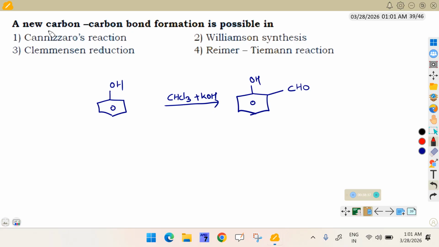A new carbon-carbon bond formation is possible in the Reimer-Tiemann reaction. Phenol reacts with chloroform in the presence of KOH. Then it gives salicylaldehyde. Here a new carbon-carbon bond is formed.